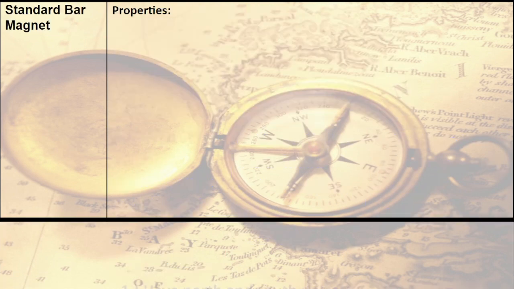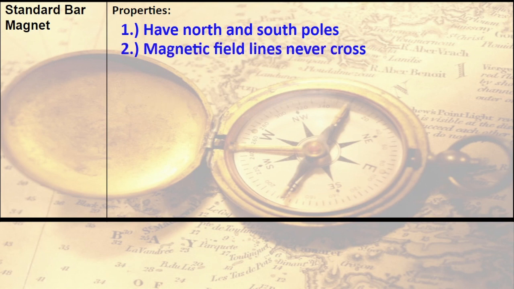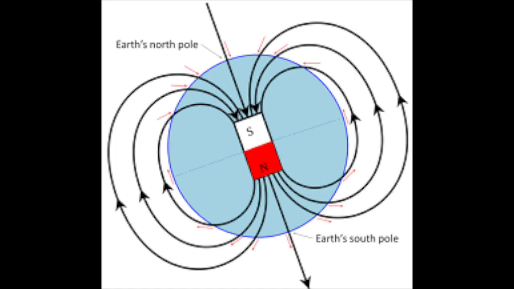All right, now we're going to take a look at a standard bar magnet and the properties of that bar magnet. First is that a bar magnet has a north and south pole. It will only have 2 poles. It will not have 3, it will not have 4, it will not have 8, it will only have 2 poles. Next, we want to say that those magnetic field lines will never cross each other, just like with the Earth, how we showed that those magnetic field lines of the Earth did not cross each other.